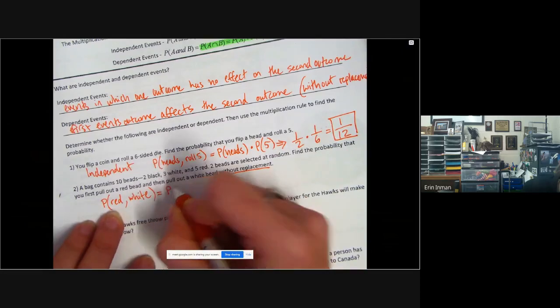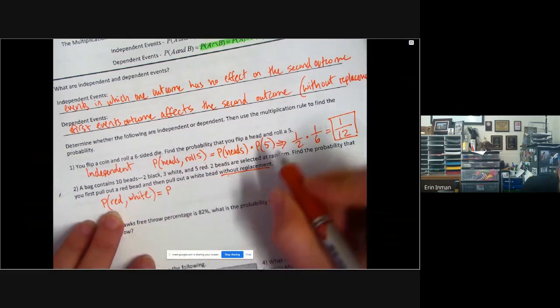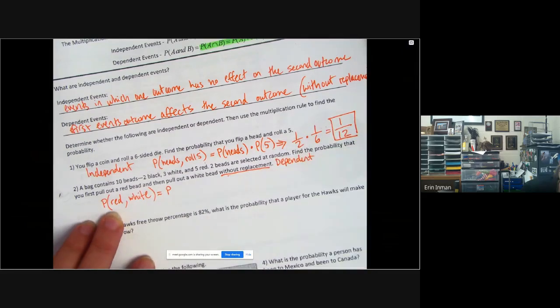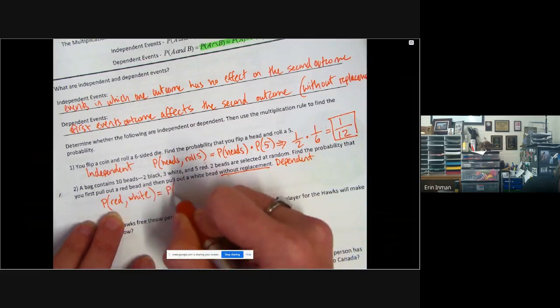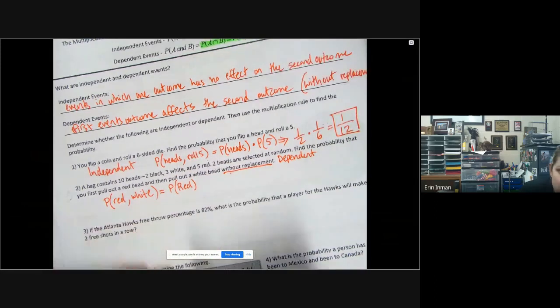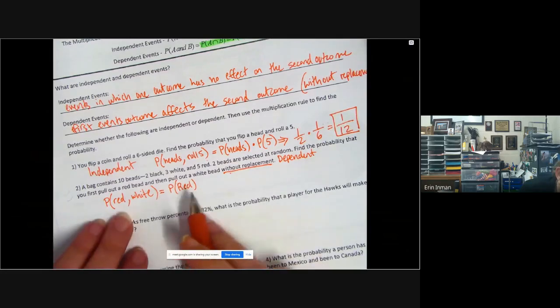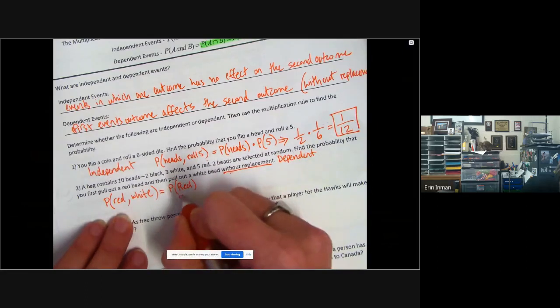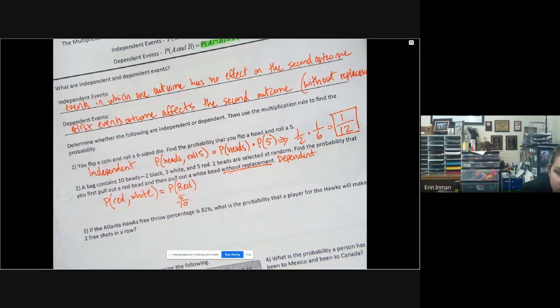So now let's talk about this. Without replacement, that means it's dependent. Okay, so the probability of it being a red the first time that we pick this, that's pretty easy. There's 10 of the beads and 5 of them are going to be red. So we have a 5 in 10 chance.